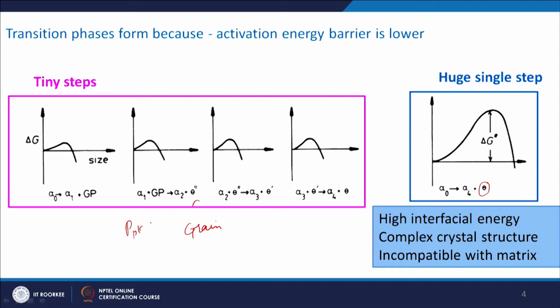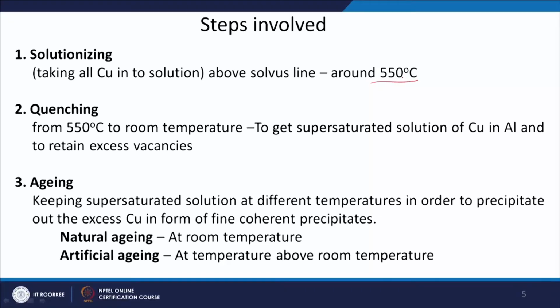So you want precipitate within the grain, okay. So what are the steps involved? As I told you, taking all copper into solution above the solvus line, around 550 degrees Celsius, we will do the solutionizing, okay. Then we will do quenching from 550 degrees Celsius to room temperature to get a supersaturated solution of copper in aluminum and to retain excess vacancies, okay.